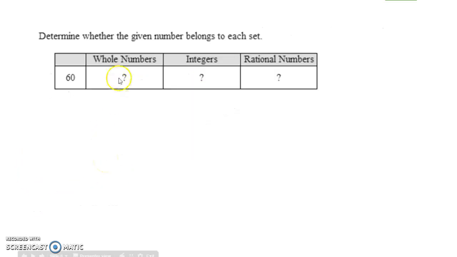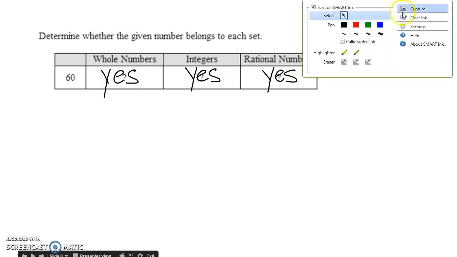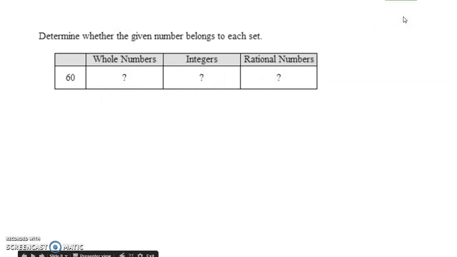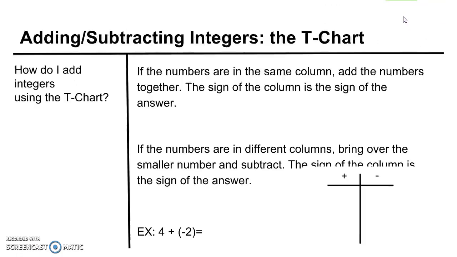What about 60? Is it a whole number? Yes. If it's a whole number, that automatically makes it an integer. Yes. A rational number. Yes. Okay, so hopefully you feel confident about the difference between fractions, whole numbers, integers, and rational numbers.